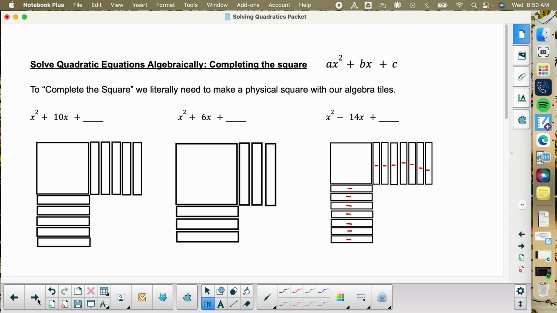You'll notice this one says x squared plus 10x. Well, there are 10 of those long bars. If I were to draw little tiny squares, this is another reason why it's called completing the square. Our goal would be to make a picture of a square from x squared plus 10x. And we are going to draw little tiny squares that fit in here, even though it's harder than you would think.